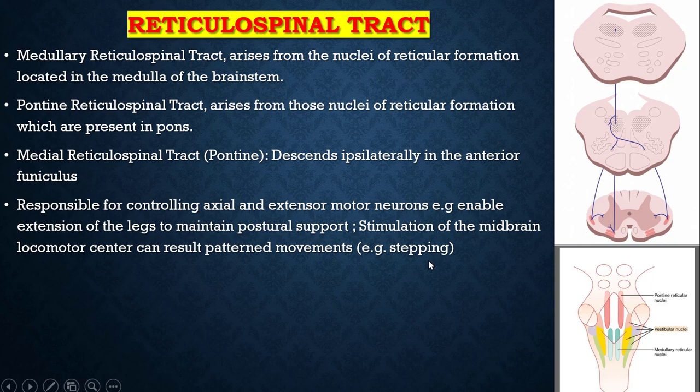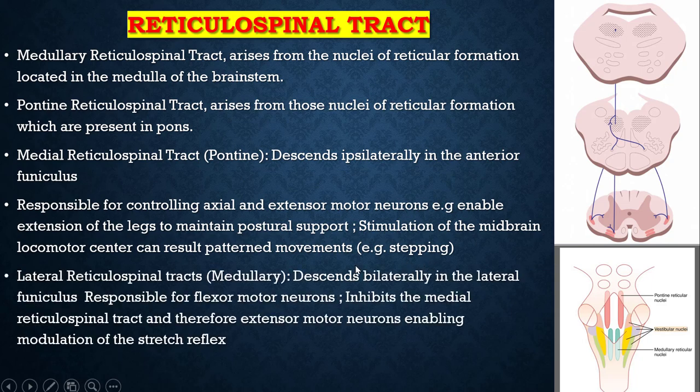Stimulation of the midbrain locomotor center can result in patterned movement, e.g. stepping. Lateral reticulospinal tract arises from the medulla, also called the medullary tract. It descends bilaterally in the lateral funiculus, responsible for flexor motor neurons, inhibits the medial reticulospinal tract and therefore extensor motor neurons, and enables modulation of the stretch reflex.